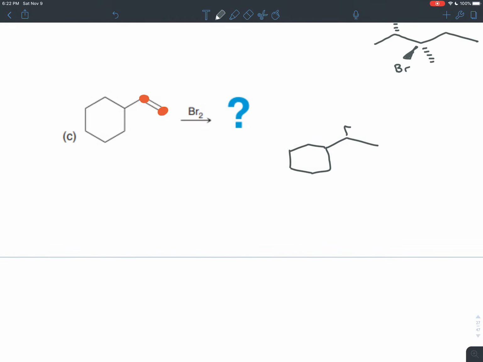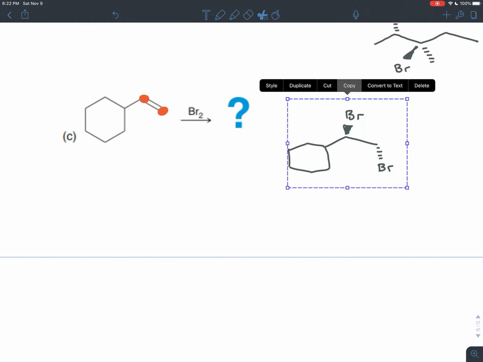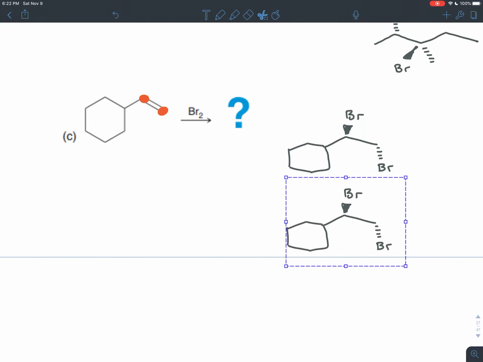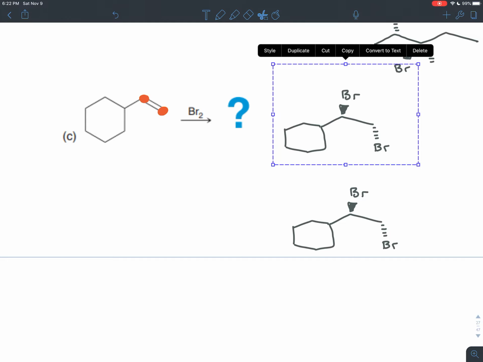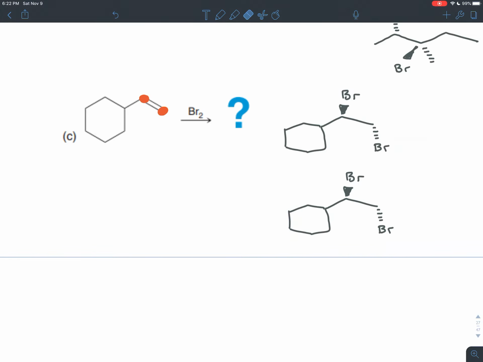Now, if one of the bromines is coming out at us, the other bromine has to be going away. These are anti to each other. Because we have a chiral center here, we have to draw the enantiomer. So we'll have that same molecule. The enantiomer will be the same molecule, but we have to switch the configuration of any of the stereochemical bonds. So if one of the bonds is coming out at us, we have to switch it so it's going away. If another bond is going away, we have to switch it so it's coming out at us.